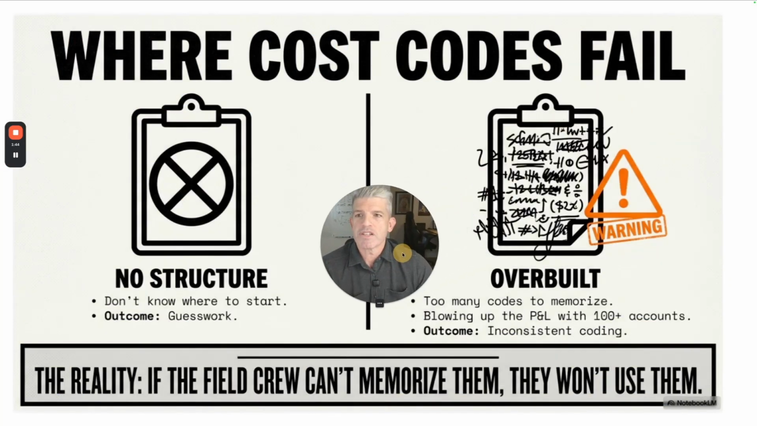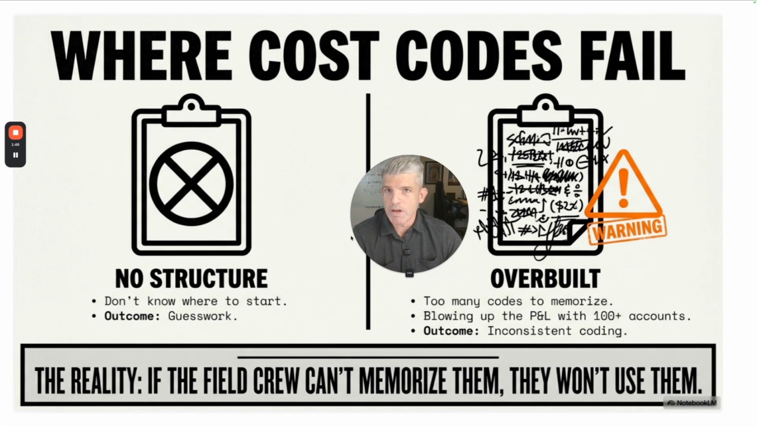Okay, where cost codes typically go wrong. Number one, there's usually no structure at all. So if there aren't any cost codes, then everything is going to be a guess. Or what we find most times for our bookkeeping clients is that the cost codes are failing because they are overbuilt. And what I mean by overbuilt is there's too many codes to memorize. And that's usually because the codes are mapped out to, or attempted to map out to, the line items on the estimate. And that's one of the things that we help you break down.